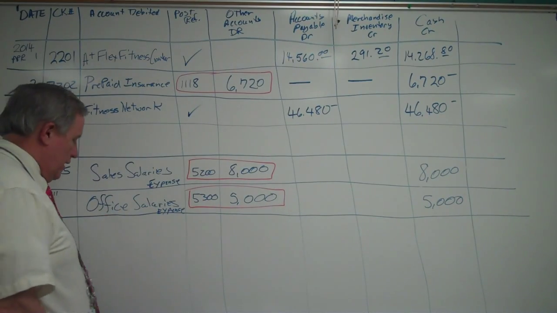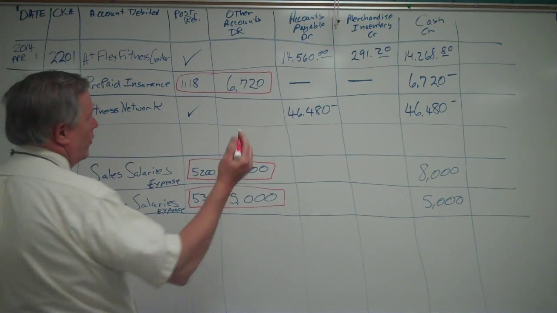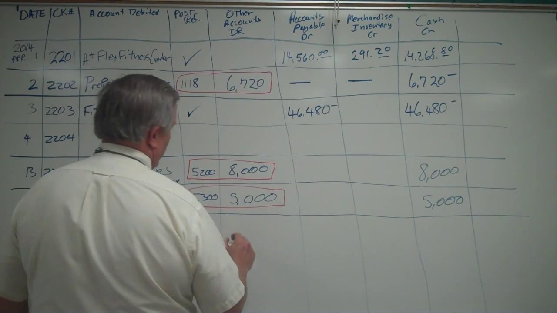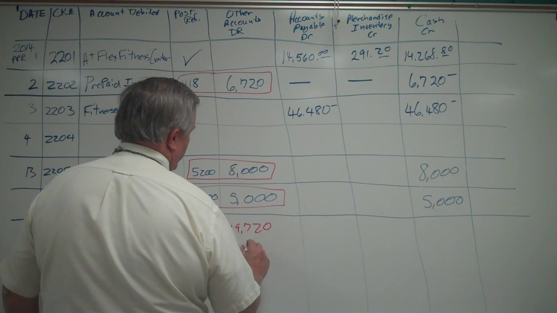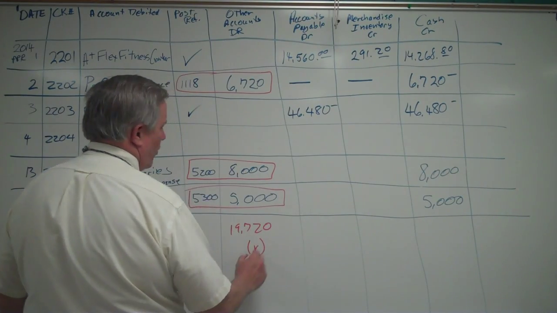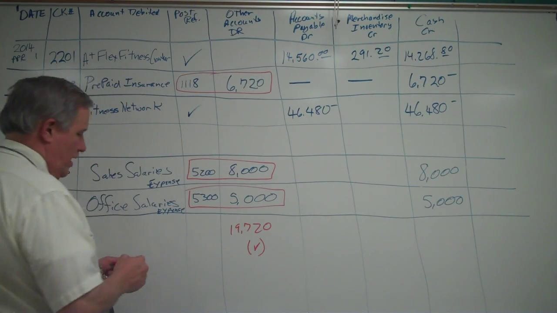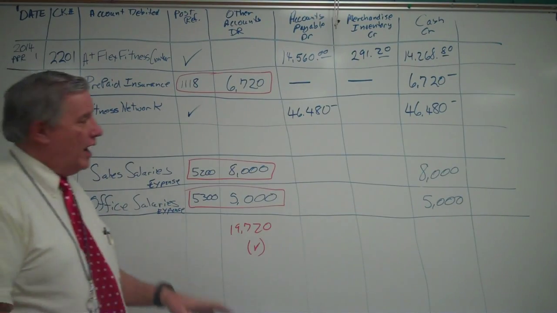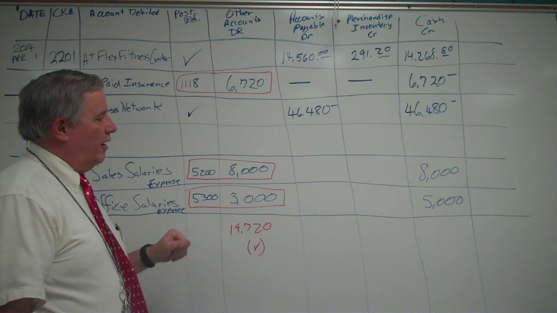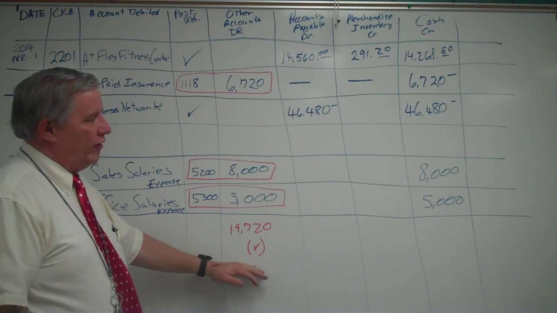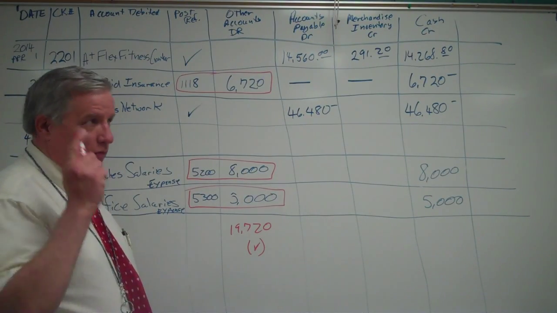And what I'm going to do at the end, which I didn't show you before, when I get the total, this is 19,720. The posting reference is a check mark for these, and that just means that one more time I went back and made sure that each one of these numbers is where it says it is. In the other accounts column, you always do this, and you just make one more look.